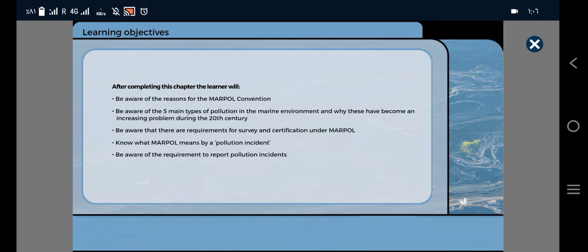This CBT is a guide to the MARPOL Convention. Your ship almost certainly has a copy on board, and you may find it useful to have it with you during this training.